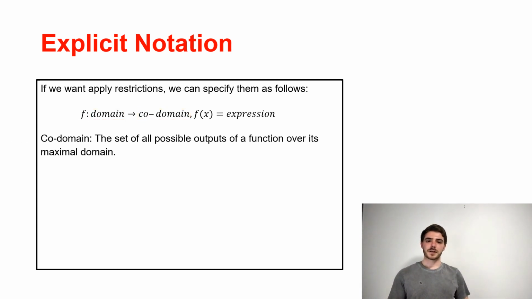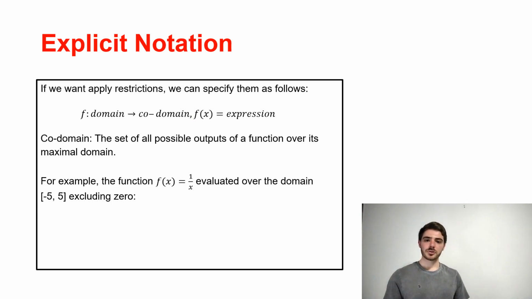The codomain of a function is the set of all possible outputs of a function over its maximal domain. We then finish up as per the simplified notation. For example, suppose we wanted to restrict the domain of the function 1 over x over the domain negative 5 to 5, excluding 0. We could do this as follows.